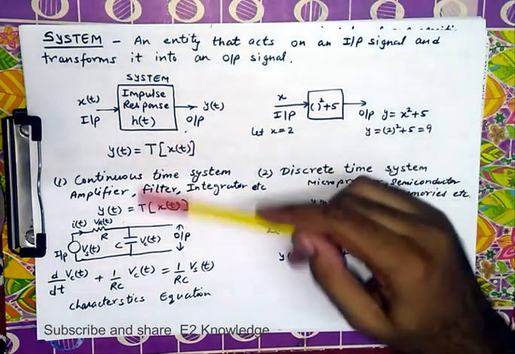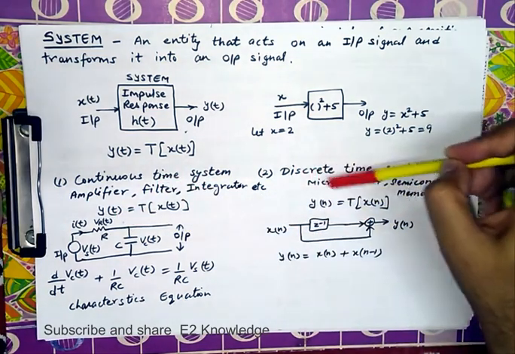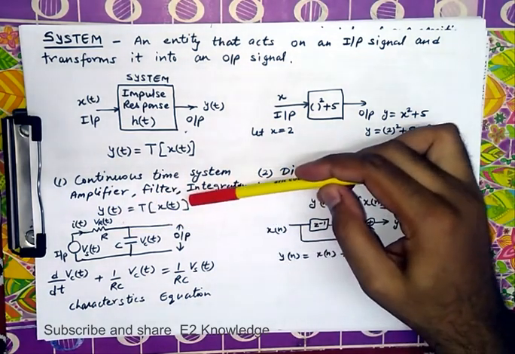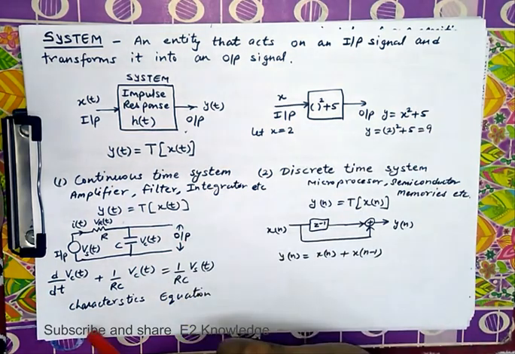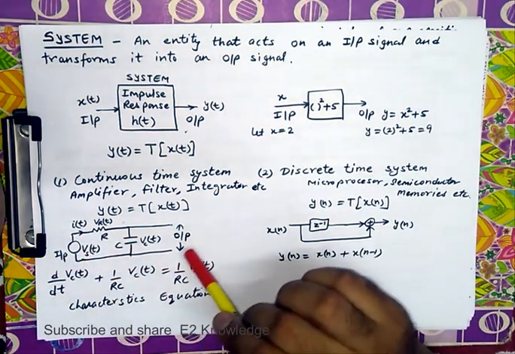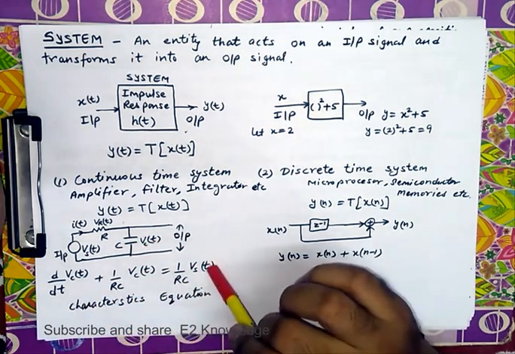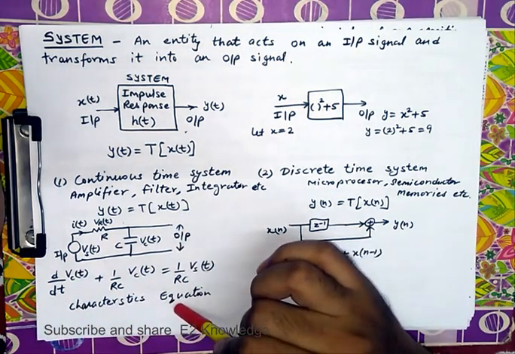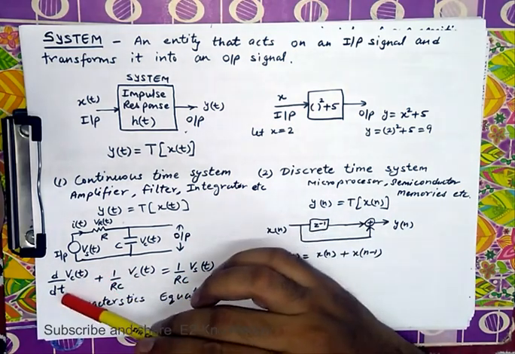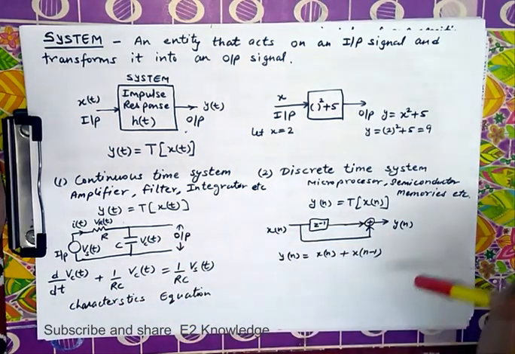So symbolically, the only difference is that t shows continuous time, and n shows discrete time. That is y[n] = T{x[n]} and y(t) = T{x(t)}. For example, an RC circuit fed by an input voltage, and if the output is considered at the capacitor end, then this will be the characteristic equation of this circuit. We will derive it later, and it is basically a differential equation. So this is a type of continuous system.